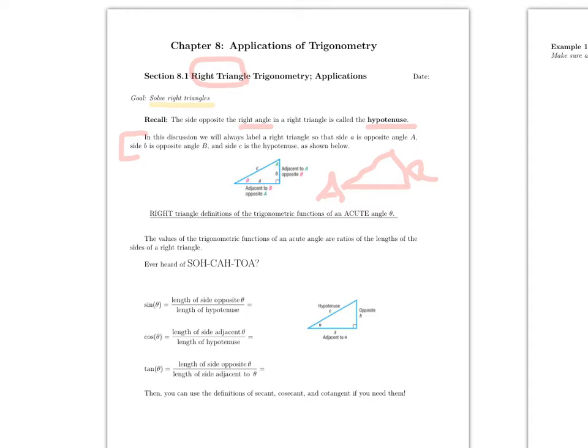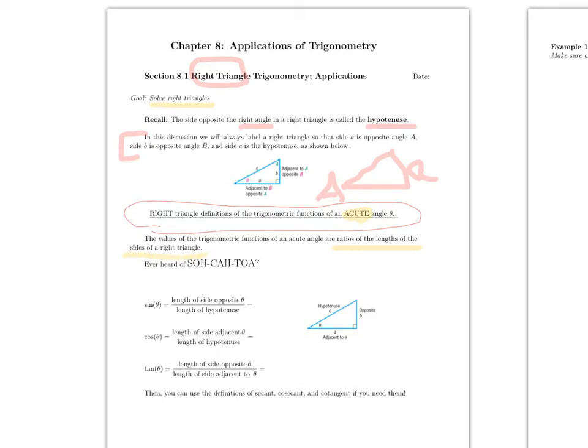And so we're going to take this right triangle with these labelings and define the right triangle definitions of the trig functions for an acute angle, theta. That word acute is important. Remember that the word acute means less than 90 degrees. And the idea here is that the values of each of the 6 trig functions of an acute angle are ratios of the lengths of the sides of a right triangle.